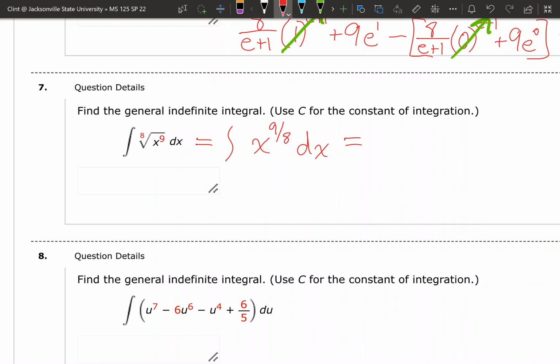Then we just use our rule. We do have fractions involved, so it's a little bit messy, but if we add 1 to the exponent, that's adding 8 over 8. So we get x to the 17 over 8 power. And then we're going to divide by 17 over 8, so that means we flip and multiply. Yeah, 8 over 17. And we're almost finished. What's left? Plus c. And our constant of integration there.